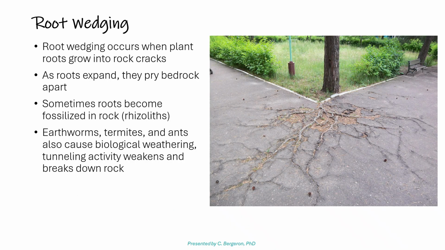Root wedging is a lot like frost wedging. It happens when the roots of a plant work their way into cracks, and in doing so they can pry apart the bedrock as the roots get bigger. Some of these roots can actually become fossilized, and the term for that is a rhizolith. Here in this example, it's showing you asphalt or pavement, but this has been observed in the rock record.